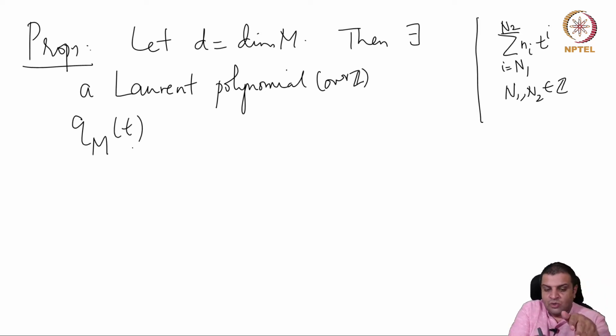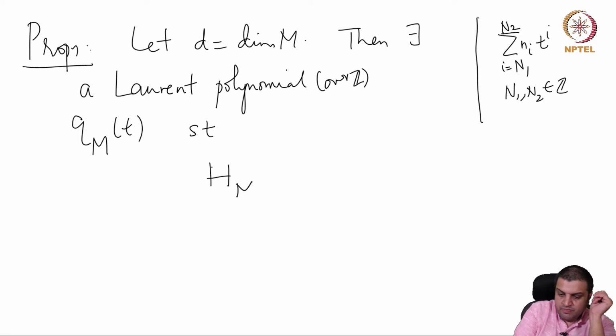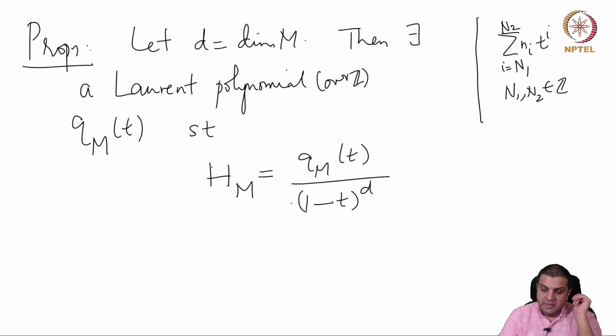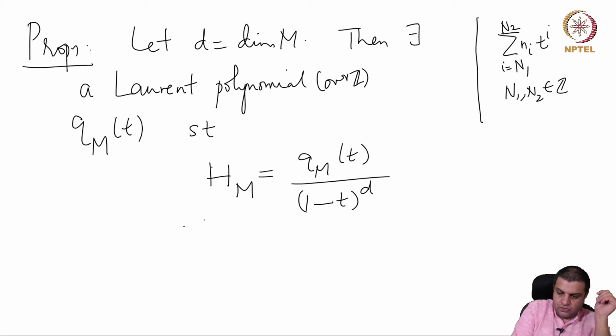So the point is that there are only finitely many terms. It might involve negative exponents, but only finitely many terms, such that H_M(t) is Q_M(t) divided by (1 minus t) to the d. So what does this mean? This can be expanded as a formal power series.